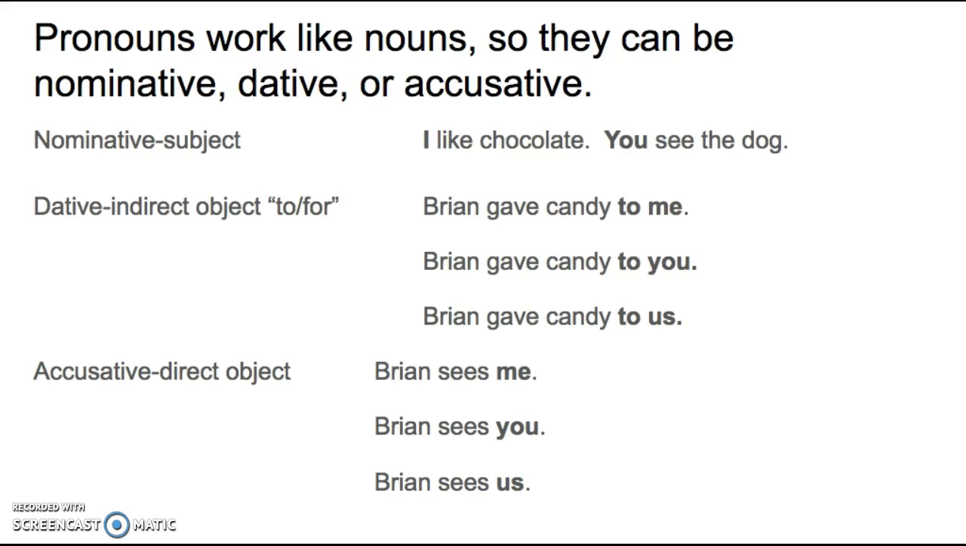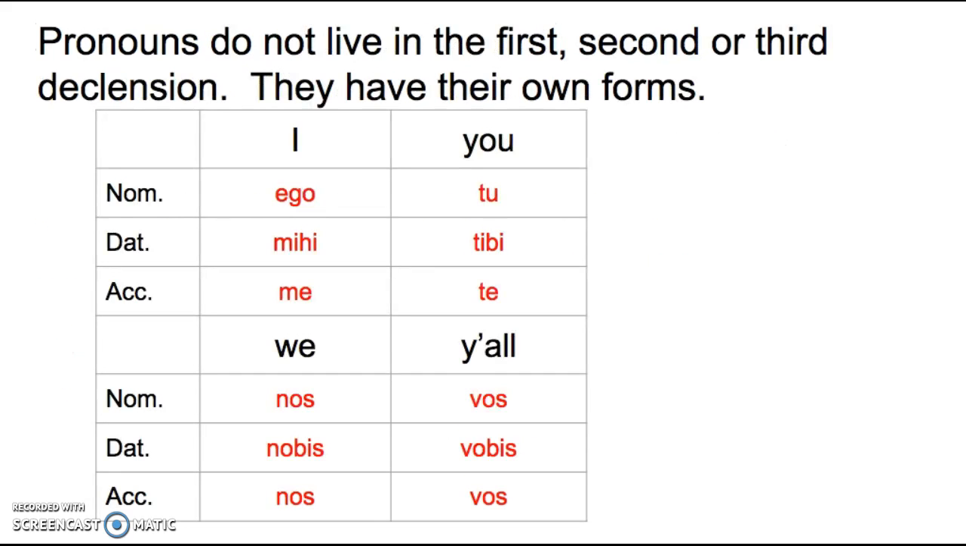Special note here, pronouns can also be a dative direct object of a special verb. That doesn't change just because it's a pronoun. They're just like regular nouns. So now you need to know what these pronouns look like when they're not nominative. You know those, ego, tu, nos, and vos, but what do they look like when they're dative or when they're accusative? And here's your little chart.